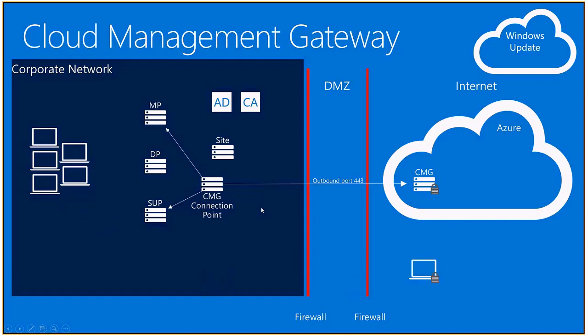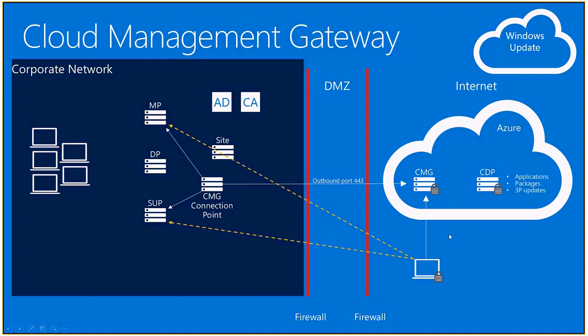So when a machine roams out to the internet, it knows to connect directly to that Cloud Management Gateway. And then, virtually speaking, has that connection back to the internal management point, software update point, etc. To provide additional content, we can then spin up a cloud distribution point, which is a role that's been around for a little bit now in Config Manager. And we can provide applications, we can provide packages, and we can provide third-party updates.